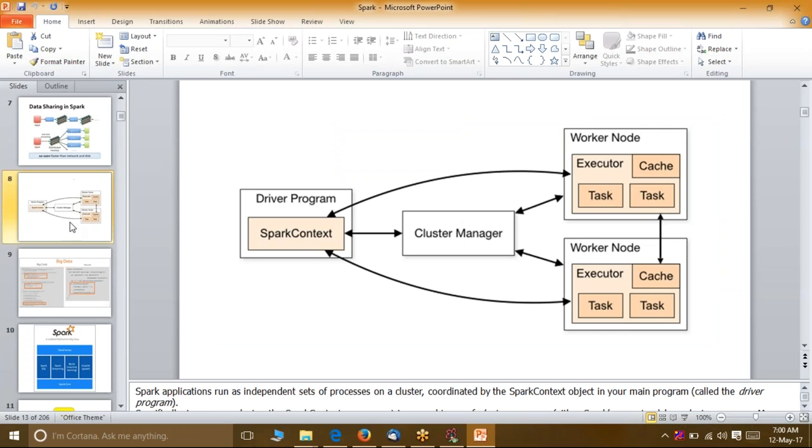You have a driver program, which is nothing but the code with which you are going to drive. That is called driver program. So the driver program, with the help of Spark context, interacts with the cluster manager, gets the resources to execute your task, and as a result, you're able to run your code comfortably on the cluster.